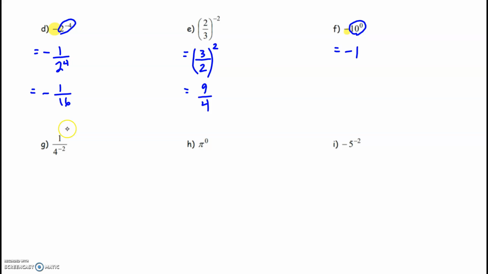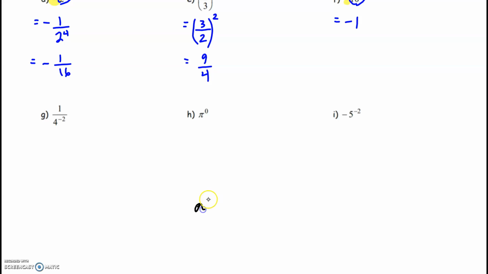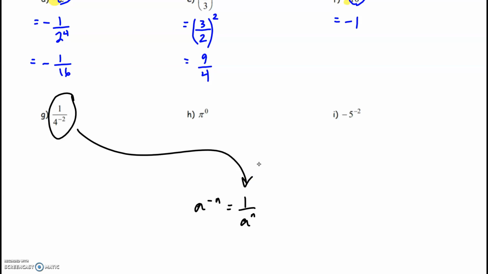So G is interesting. G is 1 over 4 to the -2. I'm just going to write the rule at the bottom here. I just want to make sure I'm consistent. Okay, so the rule is A to the -n equals 1 over A to the +n. So this right here is looking more like that. If I have that -2 in the denominator, if I move it up to the numerator, it changes the sign of the exponent. So it is going to become 4 to the +2.